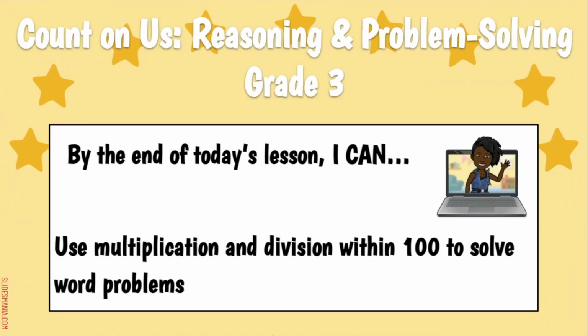Today, we read the problem for understanding, used what we knew, and solved a word problem that included multiple operations. What strategies did we use? We applied the 3-read strategy, we visualized the problem, and we drew a model to solve for our problem. Now you can say that you can use multiplication and division within 100 to solve word problems.